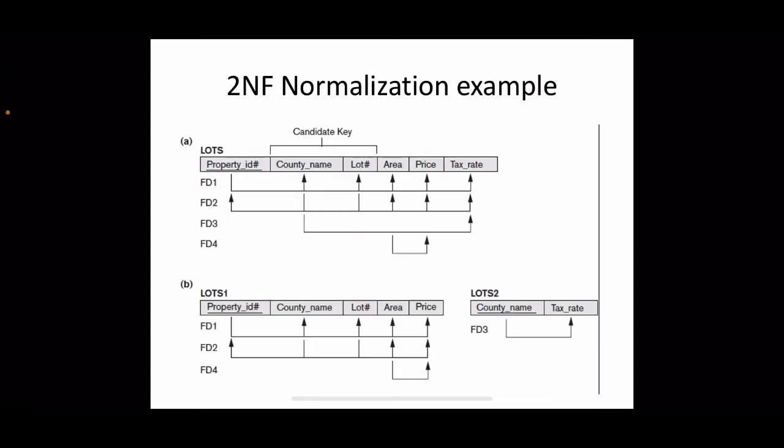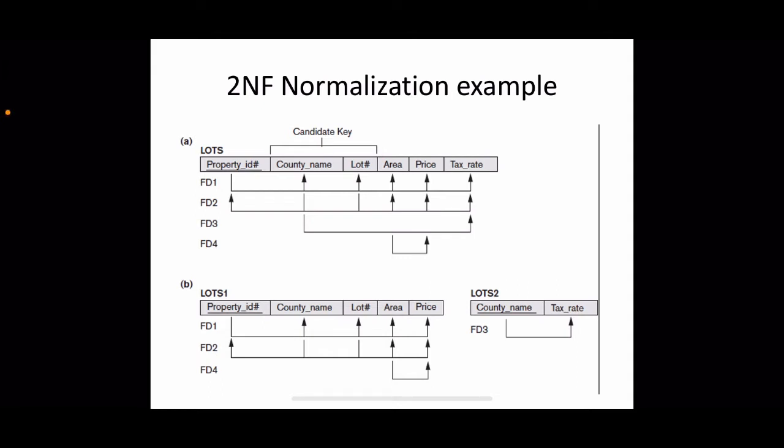Let us take an example. How will you test for 2NF? We will take all the functional dependencies in a relation whose left-hand side attributes are part of the primary key, and we will check for any partial dependency. If the primary key contains only a single attribute, there won't be any problem; there won't be any partial dependency.